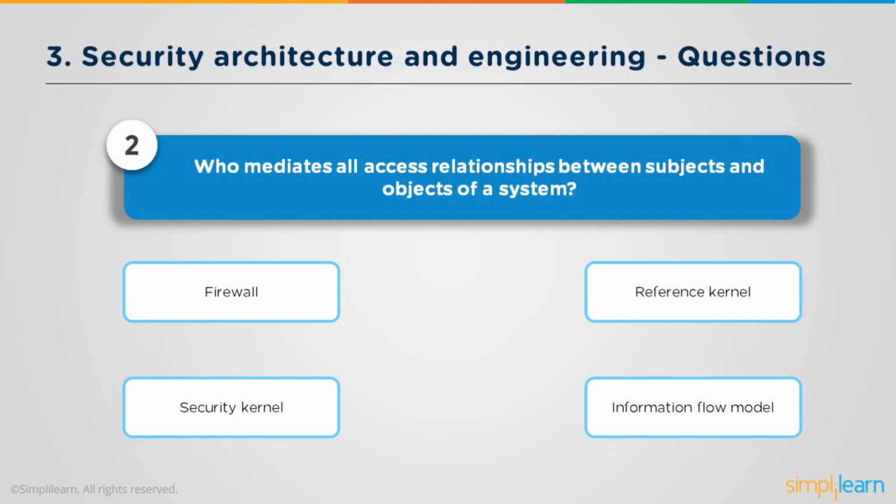Now, when you say reference kernel, information flow model, or security kernel, or firewall, for this particular question, based on the options that are available, we are talking about a rule-based access control system, which means that we have created rules of what is allowed into a network and what is not allowed within a network. This can be controlled by using a firewall.